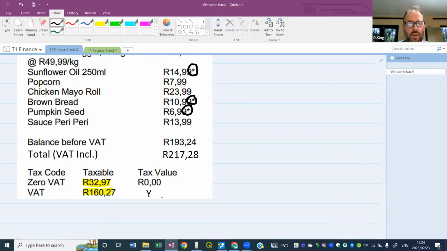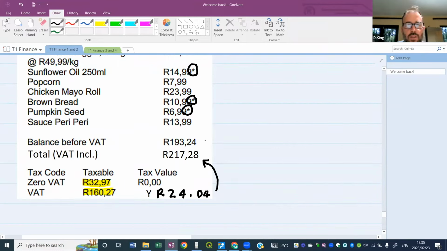Then we calculated that the VAT on 160 Rand 27 was 24 Rand and 04 cents. Because of that, it brought the total up to 217 Rand and 28 cents. So that's the total that you have to pay. Okay, now you've got to be very careful.